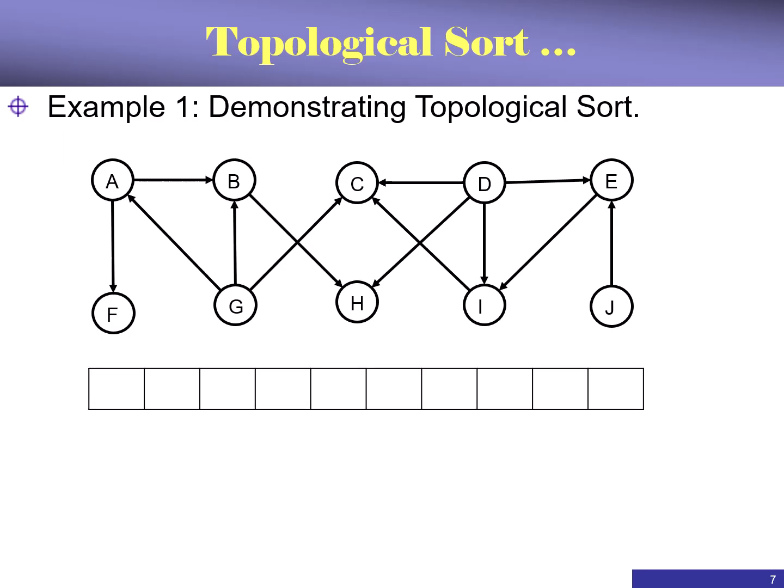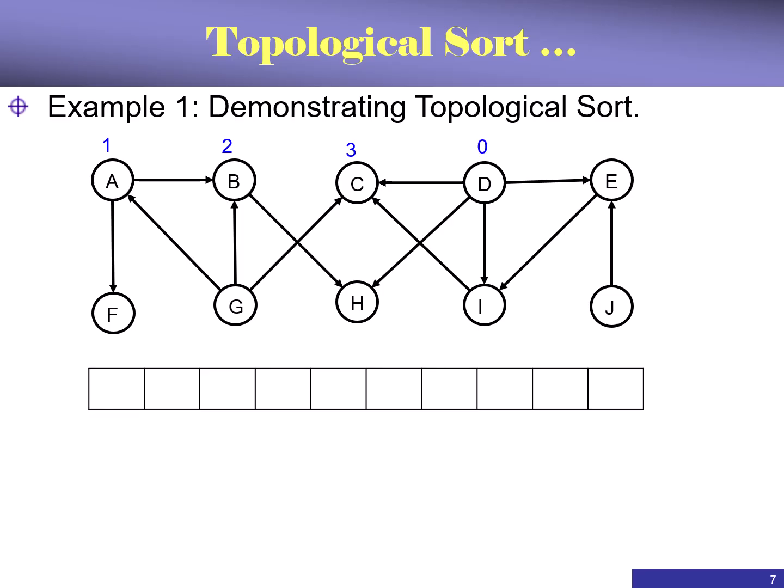Okay, let's take an example. Assume that this is your graph. It's a digraph. So we have these vertices A, B, C, D, E, F, G, H, I, J. First of all, you need to calculate the in-degree of each vertex. What do you mean by in-degree? How many incoming edges are there for each vertex. Count of incoming edges for each vertex.